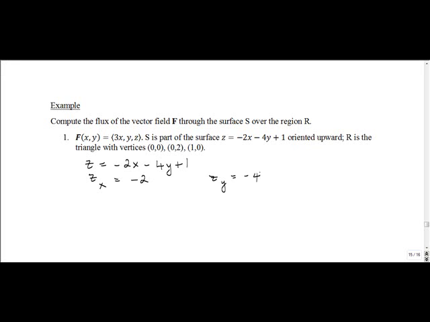The next thing that I am going to do is to rewrite the vector field F in terms of x and y only. Okay? So 3xyz, you're going to replace z, so you have 3x, you have y, and you have minus 2x minus 4y plus 1.